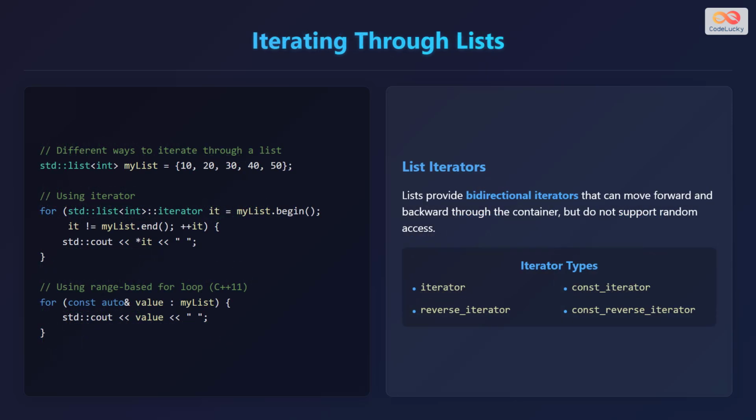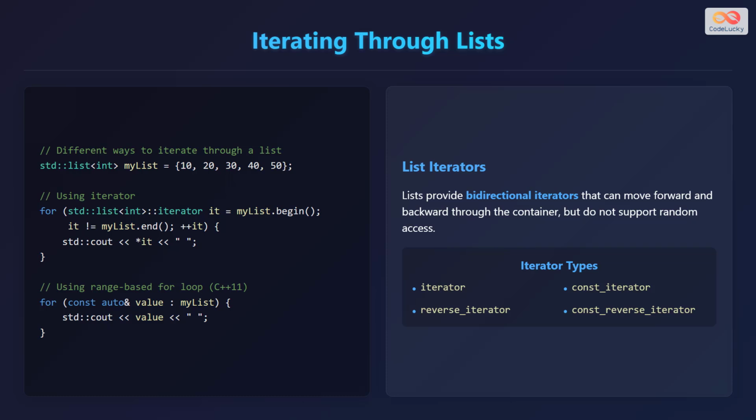Let's explore different ways to iterate through a list. Given a std::list of integers called myList initialized with the values 10, 20, 30, 40, and 50, we can use an iterator to traverse the list. The code looks like this. For std::list<int>::iterator it = myList.begin(); it != myList.end(); ++it, we output the value pointed to by the iterator. Alternatively, in C++11 and later, we can use a range-based for loop for simpler iteration, like so. For const auto& value : myList, we output the value.